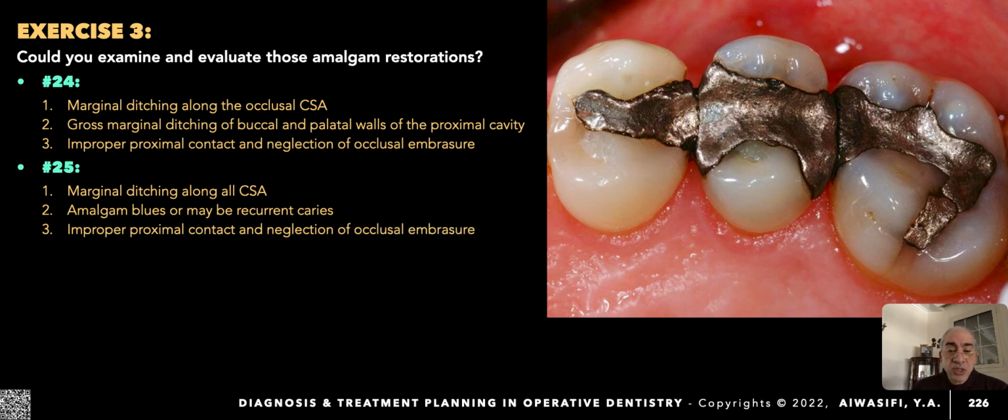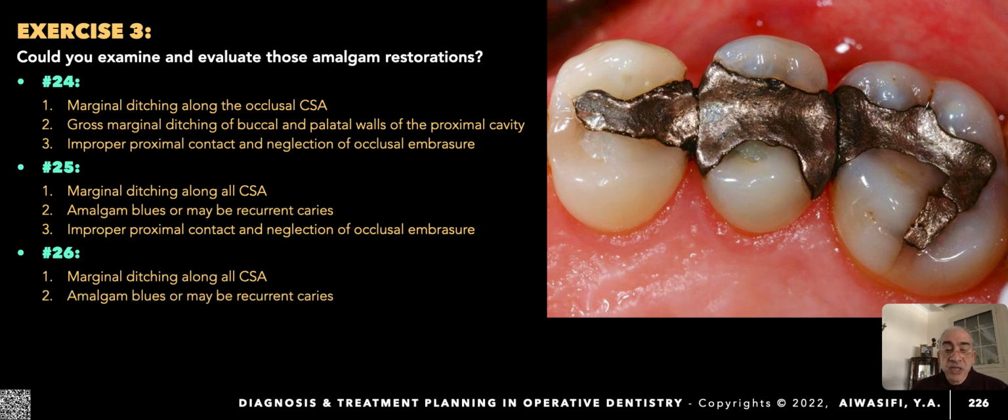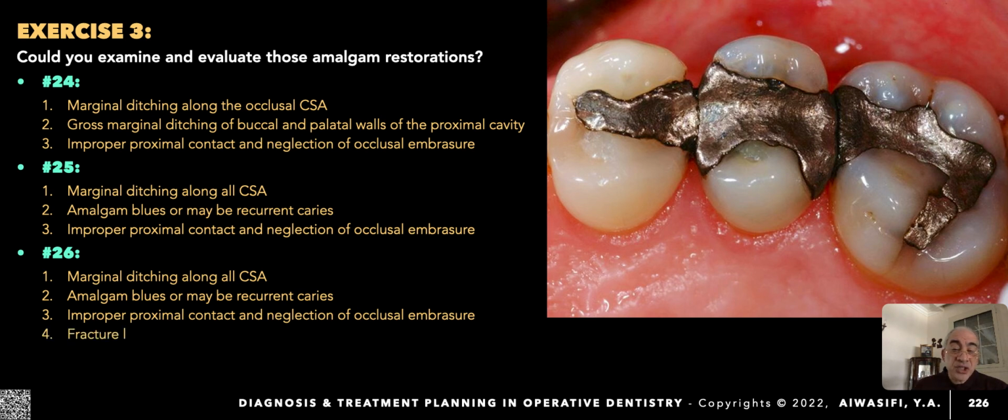Also improper proximal contact. Tooth number 26 is the same in all, in addition to amalgam blues or recurrent caries at the buccal surface, and in addition to improper proximal contact and neglect of the occlusal embrasure also, which leads to incompatibility of the marginal ridge. But another added thing here is we have a fracture line, an isthmus fracture at the junction between the occlusal and the palatal extension.